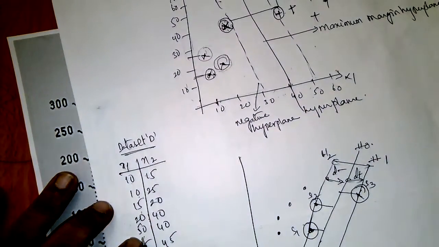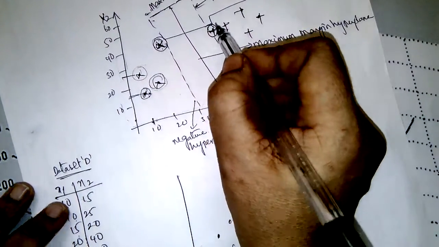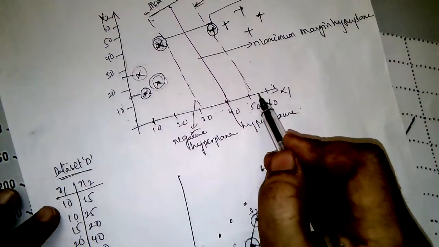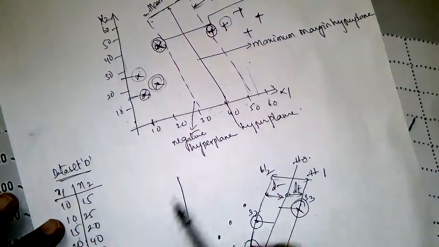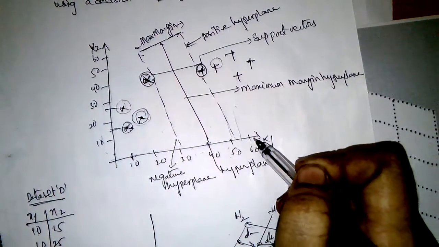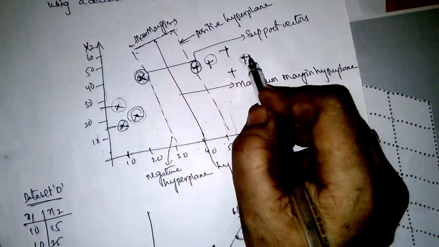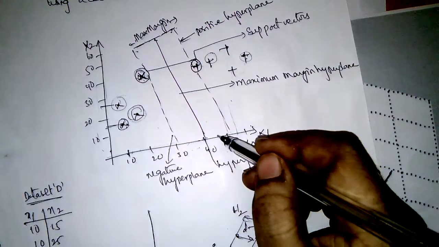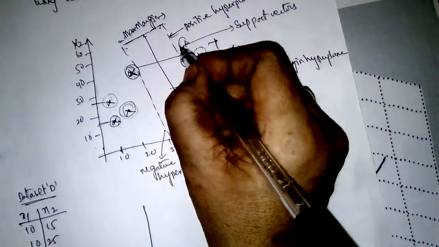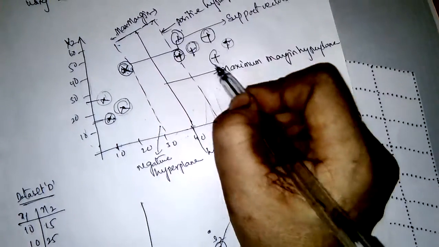Okay, next we are plotting 50 and 40. So here we are plotting. Now I am representing these values with plus. Okay, next 55, 45. Then 62, 42. Next 42, 45. Like this we have to plot on the graph.